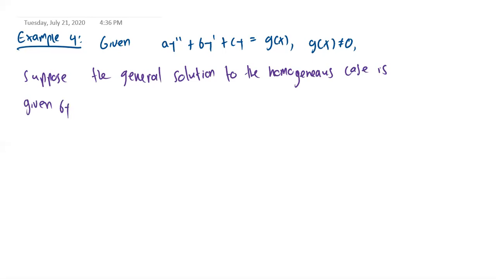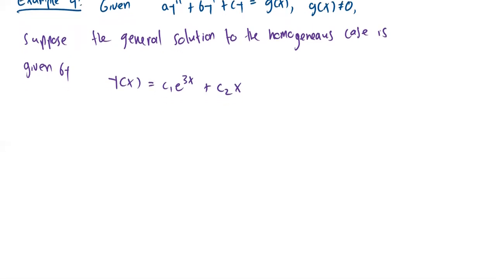so let's do something like this. y of x equals c1 e to the 3x plus c2 x. And again, I'm just pulling this out of nowhere, right? Now I see that these are not linearly independent everywhere, but they're linearly dependent on some interval, right? So on some interval I.